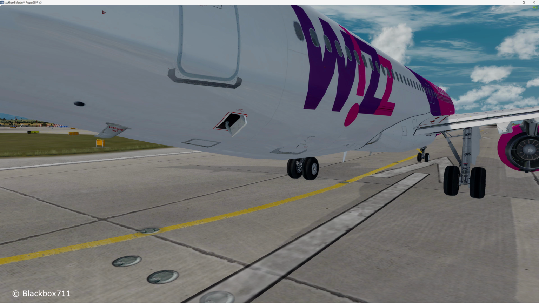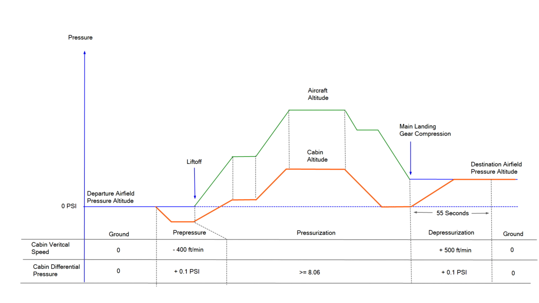And that looks like this. So after you've started the engines and taxi out to the runway, and even after lineup, the outflow valve is still fully open. And hence the differential pressure in the cabin is 0. And that is quite convenient because in case of an emergency where you would have to evacuate the aircraft, the doors can be opened without any problems. And so once you start the takeoff roll at a certain speed, the outflow valve starts to close slowly.